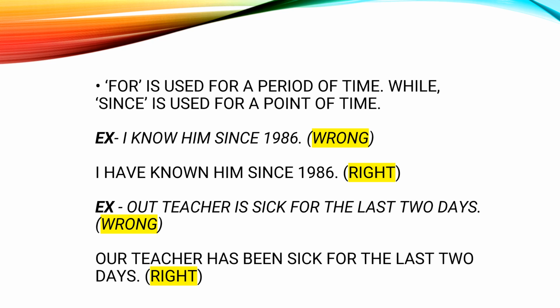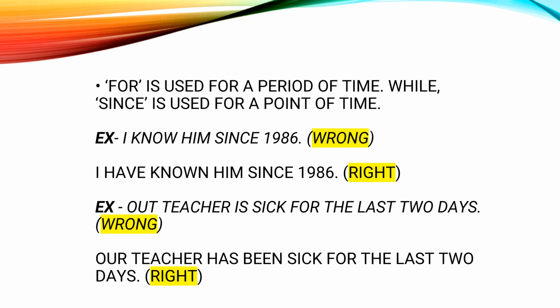For example, "I know him since 1986." So it's a wrong statement. The right statement should be "I have known him since 1986." Next we have "Our teacher is sick for the last 2 days," which is a wrong statement. The correct statement should be "Our teacher has been sick for the last 2 days."